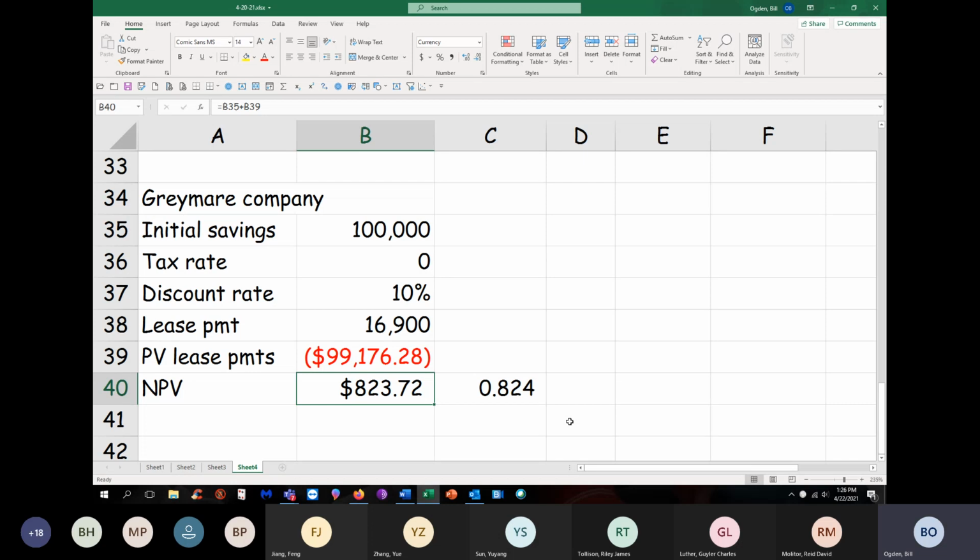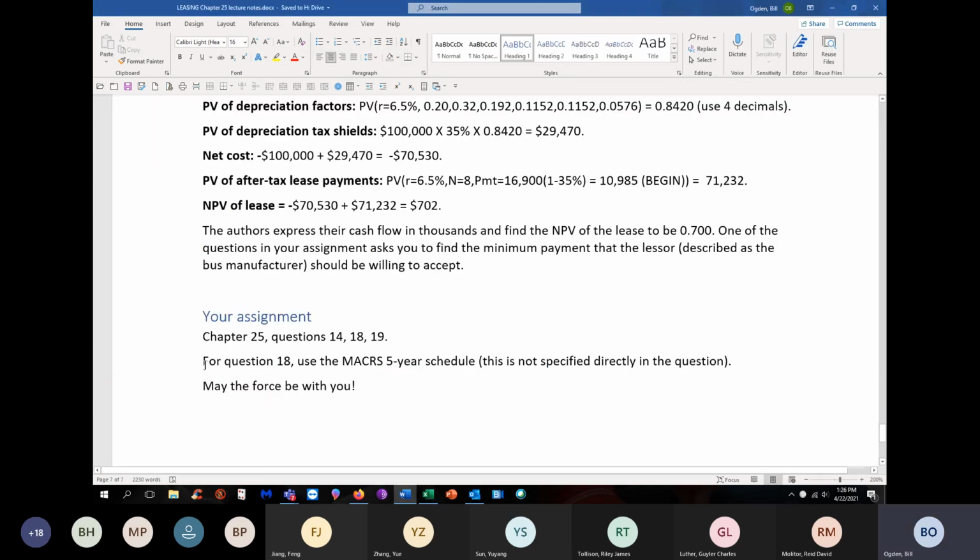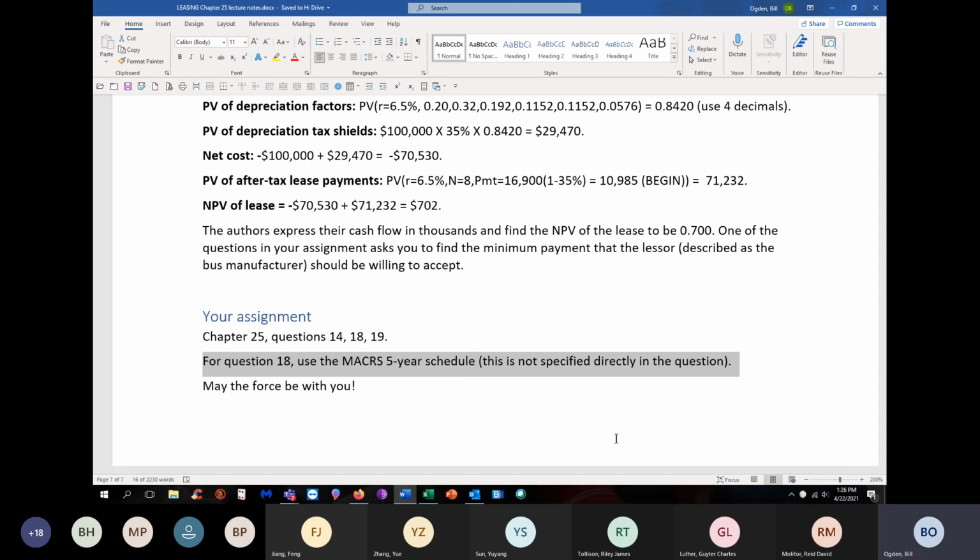Your next one is number 16, and I just have one comment on that one, and you want to make a note of that. It's on the lecture notes down here. So for question 18, please use the MACRS 5-year schedule. That's those factors that we just used in the Graymare example.